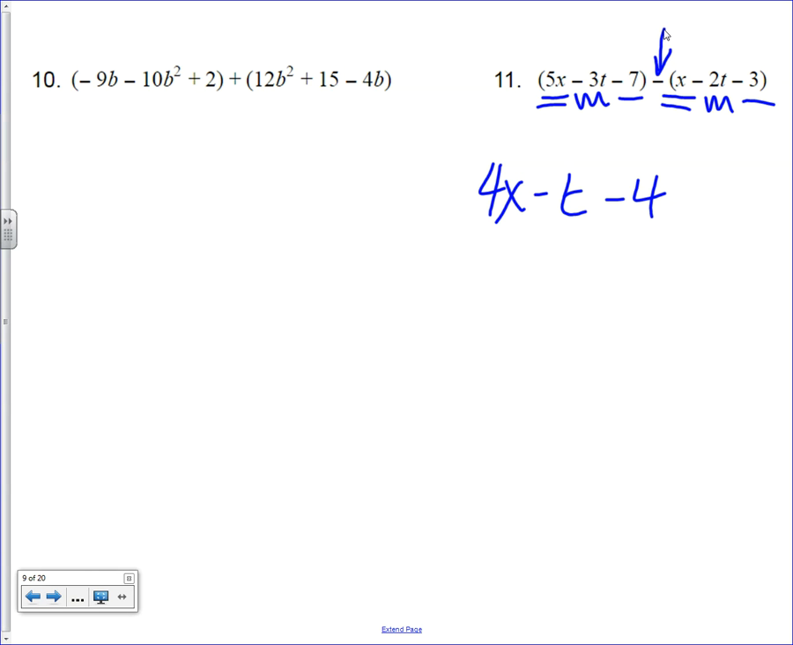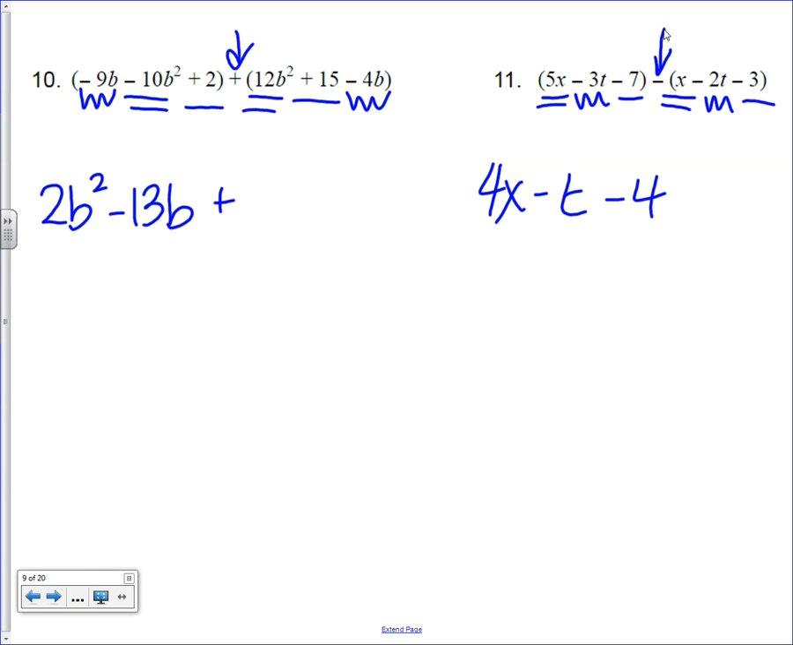Let's go back to number 10. Actually, I'm just going to do this one. We'll be done. The other two will be for extra credit. Out of order, right? We are adding -10 and 12. 2, and those are b squareds. I have -9b plus a -4b. 13 b's. And then I have a +2 plus a 15.